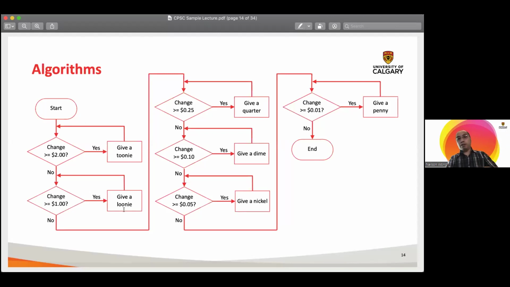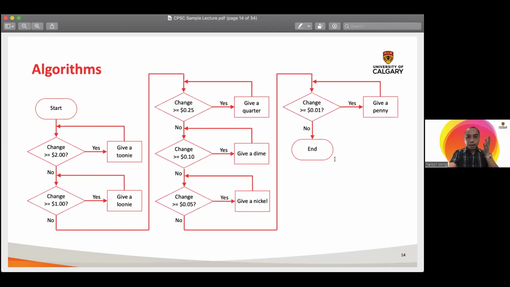If it is, we give back 1 loonie. Okay. And then we continue on until it is not greater than or equal to $1. And then we move on to quarters. And then we continue on this process until we give away the right amount to the customer, right? So this is another way to express an algorithm, in the form of a flowchart, all right?